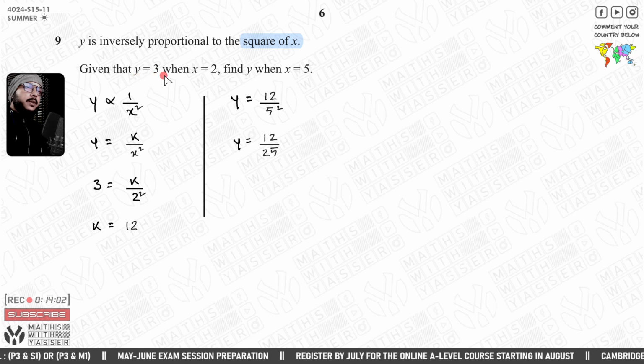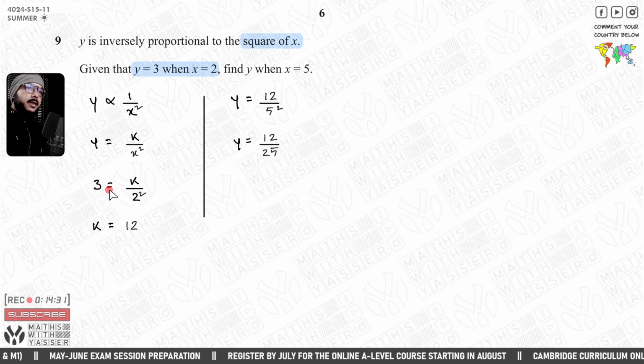Given that y equals 3 and x equals 2, we need to find y when x equals 5. So this set of values is given so that we can figure out the constant. y is inversely proportional to the square of x, so we can say y is equal to k over x squared.